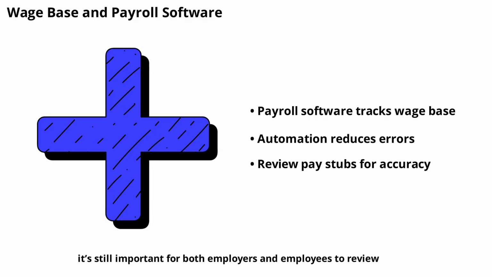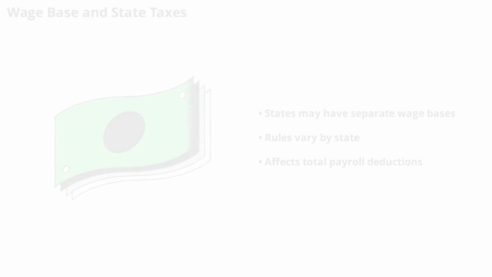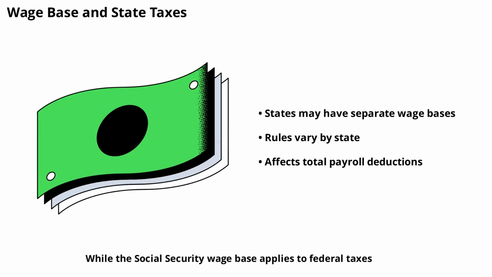However, it's still important for both employers and employees to review pay stubs and confirm that the correct amounts are being withheld. While the Social Security wage base applies to federal taxes, some states have their own wage bases for state unemployment or disability insurance taxes. These limits may differ from the federal wage base, so it's important to understand the rules in your state. This can affect your overall tax liability and payroll deductions.